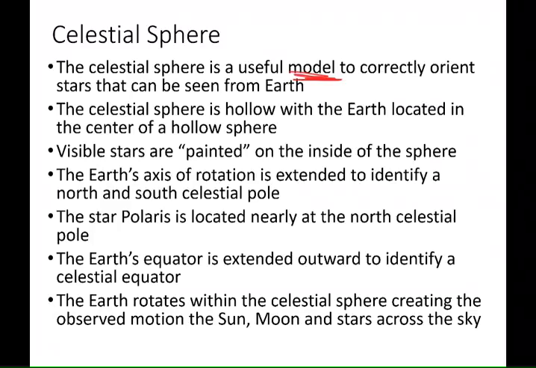So this celestial sphere kind of makes sense because the stars will appear to rise in the east and set in the west, just like the sun rises in the east and sets in the west. Okay, so it looks like stars are kind of rotating around the Earth.